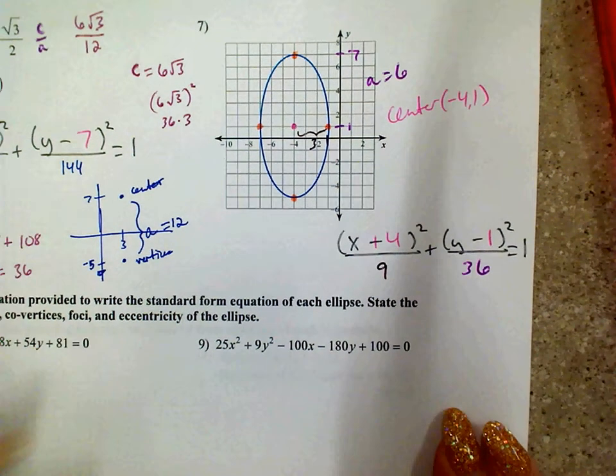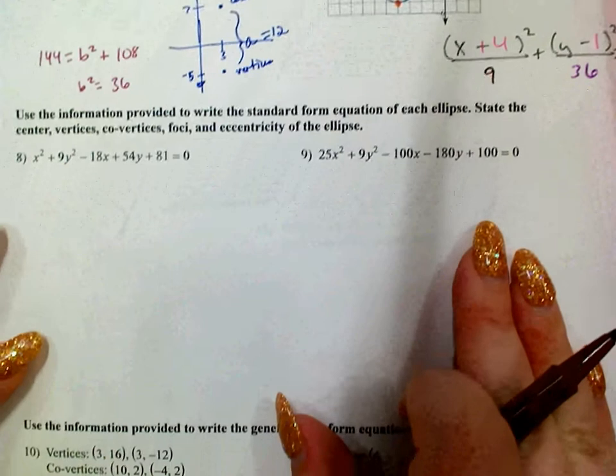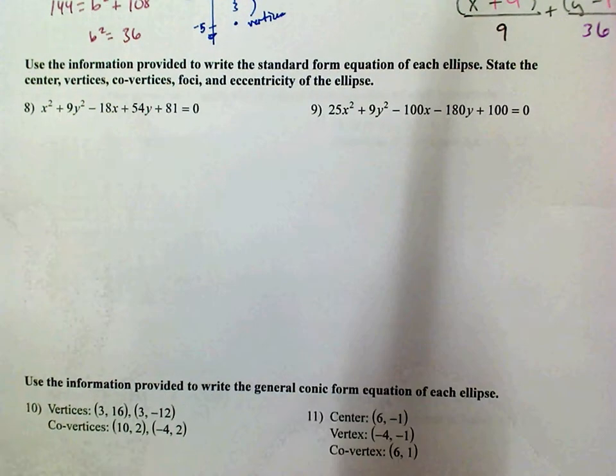Use the information provided to write the standard form equation of each ellipse. State the center, vertices, co-vertices, and foci. I'm actually going to start that on the next video.